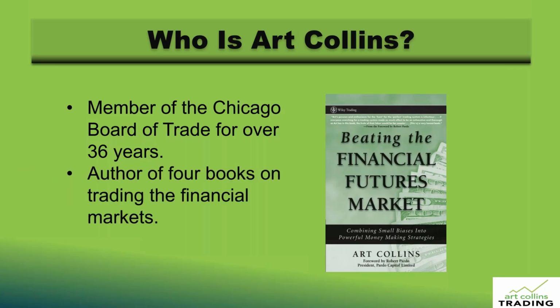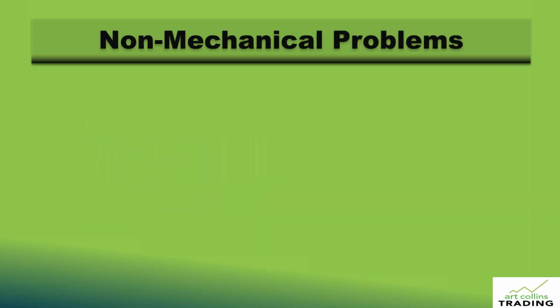I'm the author of 4 full books on trading, and I've also put out 5 yearly almanacs that reflect the original Beating the Financial Futures Market that I published in 2006. All of them have standalone information not found in the other periodicals. I've done lectures across the country and beyond, and in recent years just done a ton of stuff online. You can go to Art Collins Trading and find all kinds of interesting biases, systems, etc.